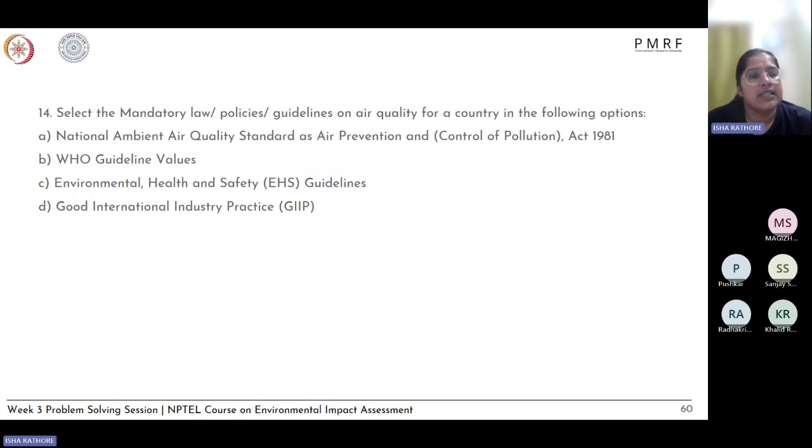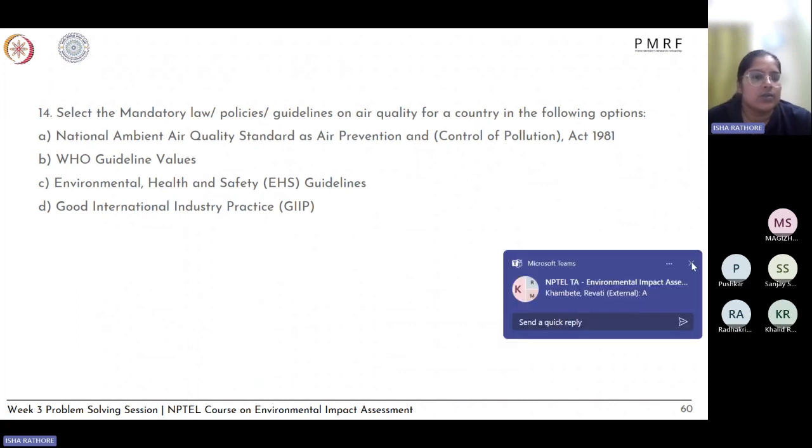Moving on, select the mandatory law, policy, or guidelines on air quality for the country in the following options. So you have to find which one is a mandatory policy for air quality control and not an advisory policy. So we have options A, National Ambient Air Quality Standard as per the Air Prevention and Control of Pollution Act of 1981, B, WHO guideline values, C, Environment, Health and Safety EHS guidelines, and D, Good International Industry Practice GIIP.